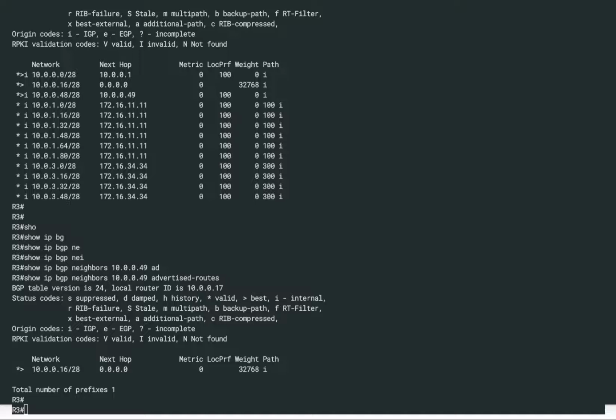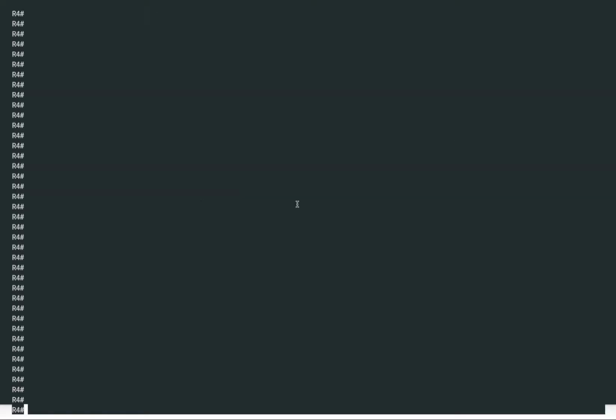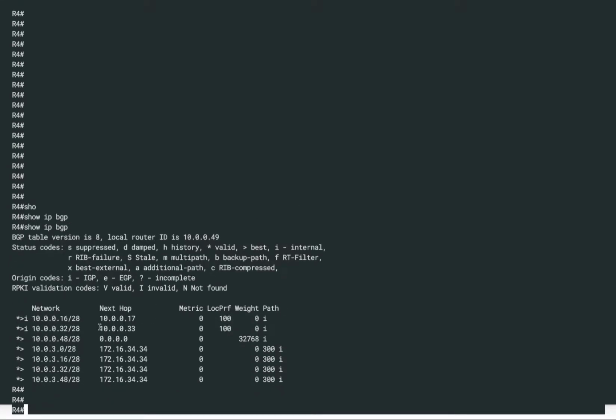Again, we can go to R4 one more time just to verify. Clearly we are not seeing any of those IP prefixes coming from AS100 on R4. So how do we really solve that?